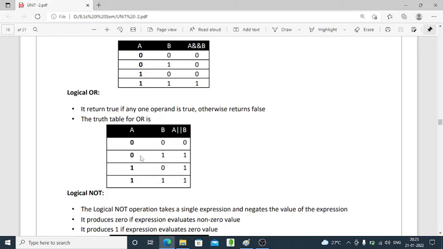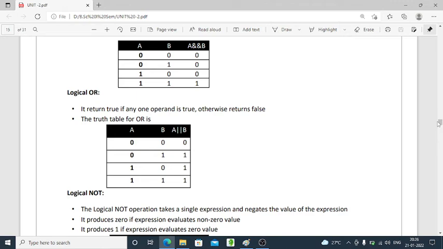In these three cases, you have at least one operand as 1, which means true. Here this operand value is true, here this operand is true, and here both the operands are true, that is 1. In these three cases only you will get 1 as the output. In the remaining case, if both operands are false, then the output is false, that is 0. Finally, the rule of logical OR is: if anyone is true, it is true.